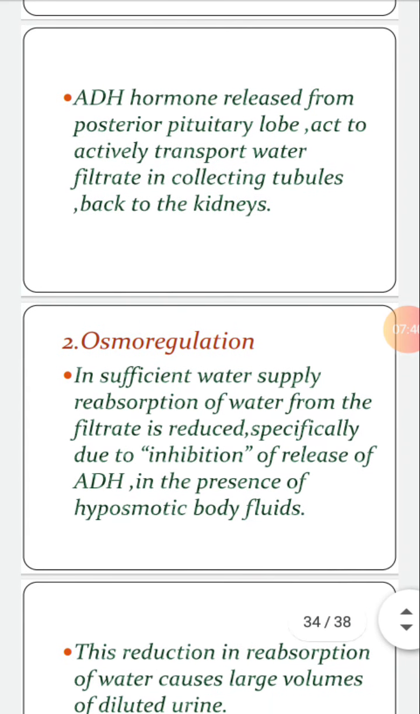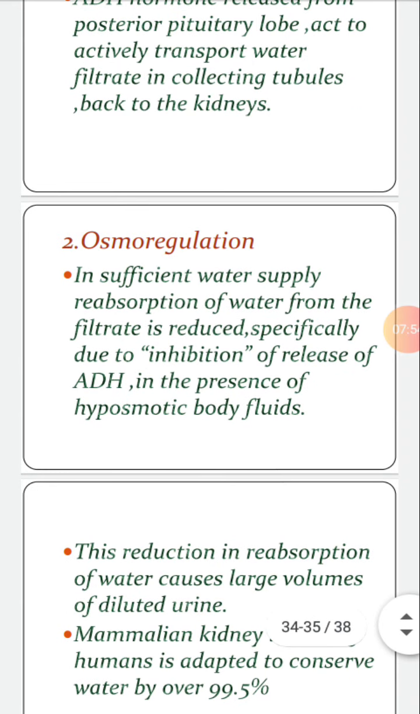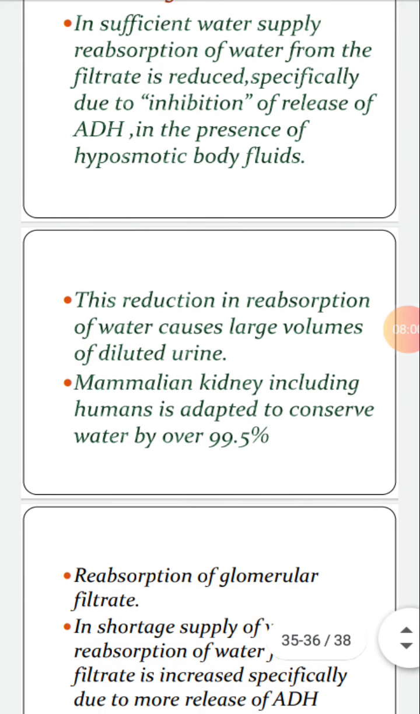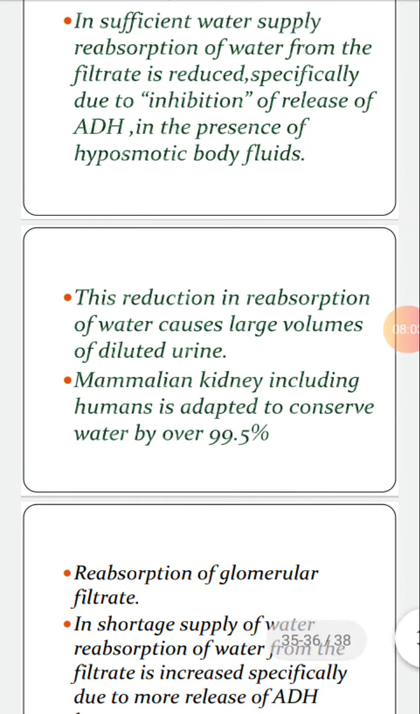Second function is osmoregulation. In sufficient water supply, reabsorption of water from the filtrate is reduced, specifically due to inhibition of the release of antidiuretic hormone in the presence of hypoosmotic body fluids. There is more water and less salts. This reduction in reabsorption of water causes large volumes of diluted urine. The mammalian kidney, including humans, is adapted to conserve or save water by over 99.5%.